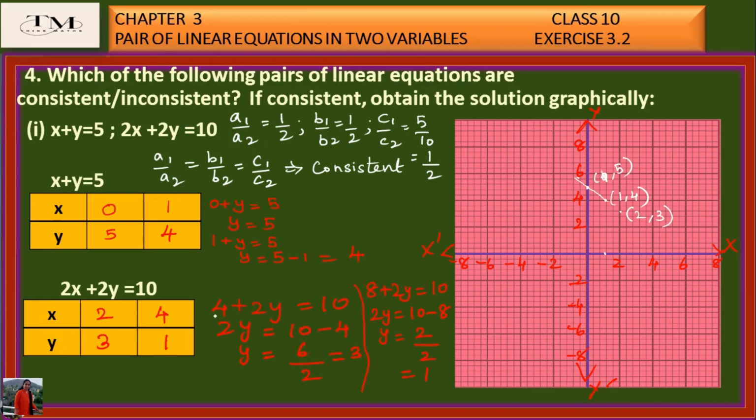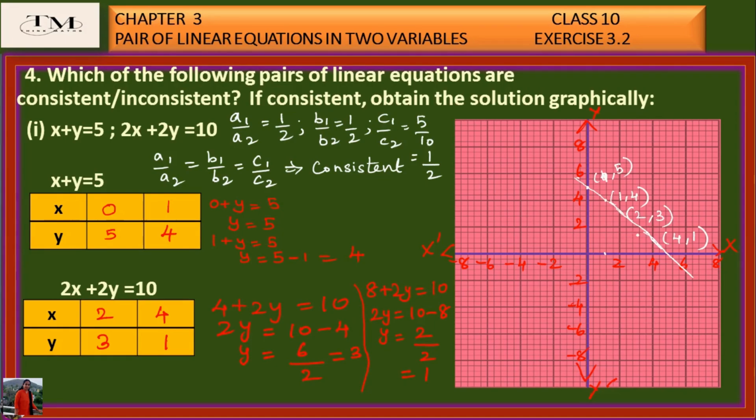Next is (4, 1). So the 4 value is here and 1 lies between 0 and 2. So this is (4, 1). If we join, we get a straight line. So both the lines will be in the same order. Both the lines are coincident. So in all the points we get the solution.